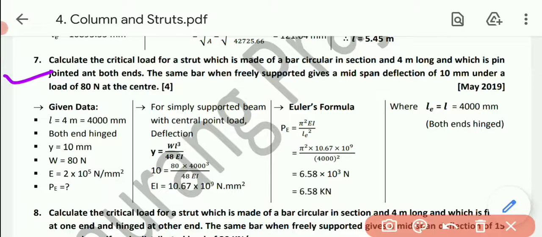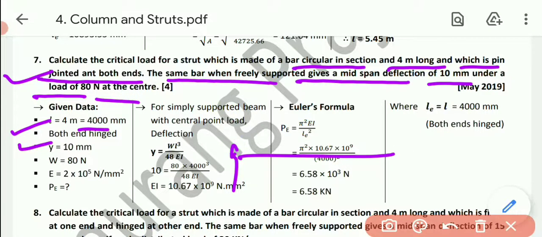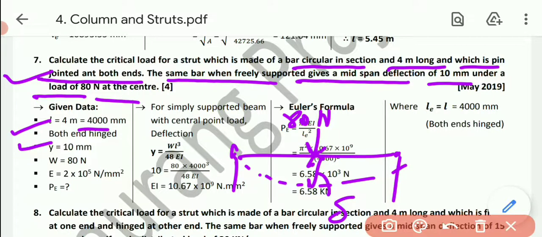Calculate the critical load for a strut which is made of a bar circular in section and 4 meter long. Okay, 4 meter long is there, so ultimately 4000 mm, which is pin jointed at both ends. Pin jointed at both ends means both supports are hinged. The same bar, when freely supported, gives a mid-span deflection of 10 mm under a load of 80 Newton at the center. Now they have given us a simply supported beam and central load is there, that is 80 Newton. So it gives us deflection. This is our deflection.